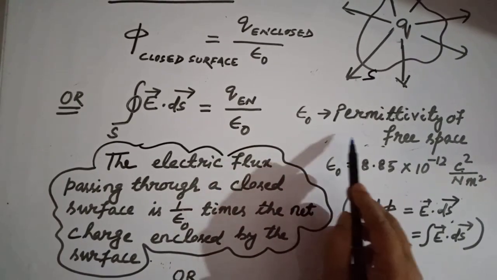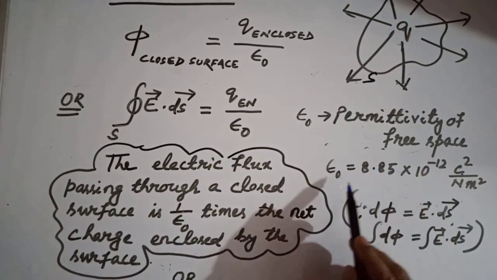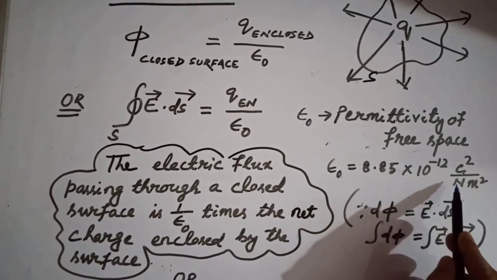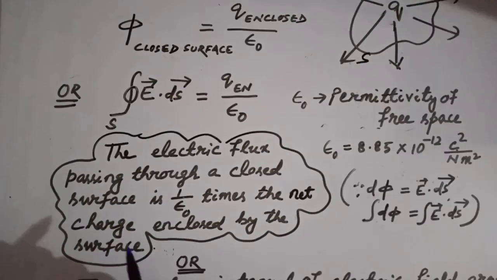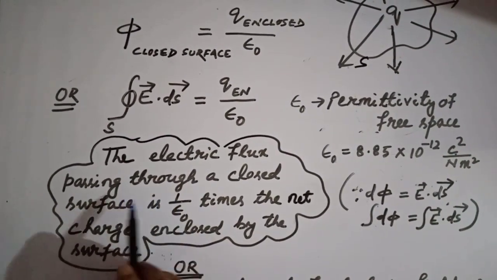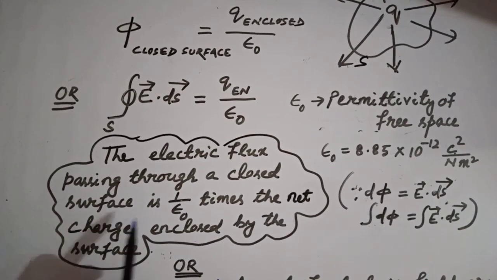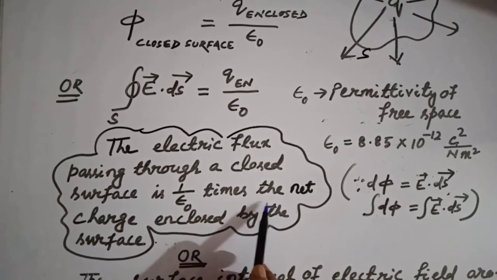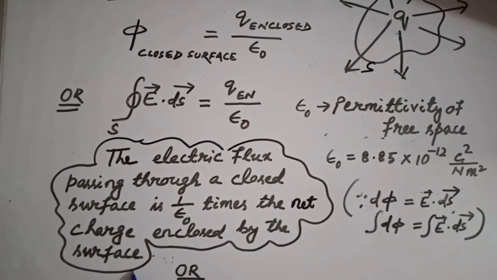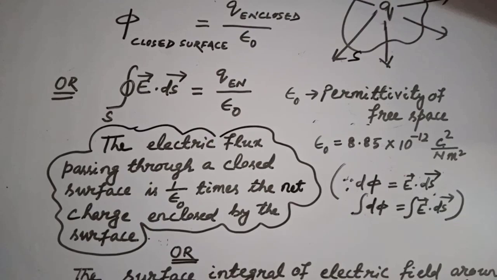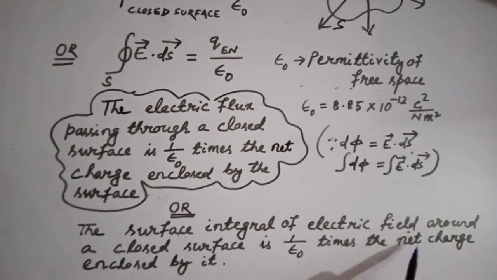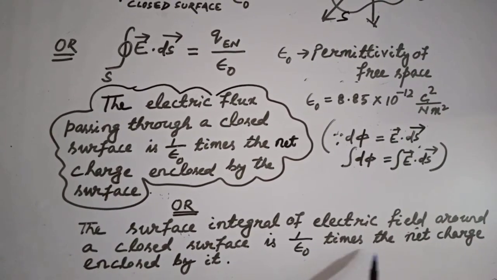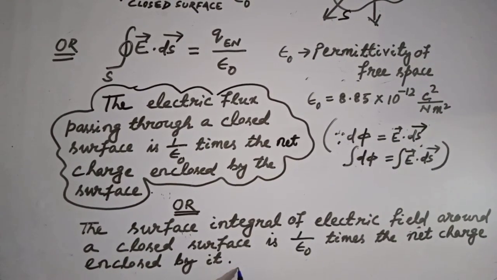Here epsilon naught is the permittivity of free space, and epsilon naught is equal to 8.85 into 10 to the power minus 12 Coulomb square by Newton meter square. Now the statement of Gauss law: the electric flux passing through a closed surface is 1 by epsilon naught times the net charge enclosed by the surface, or the surface integral of the electric field around a closed surface is 1 by epsilon naught times the net charge enclosed by the surface.